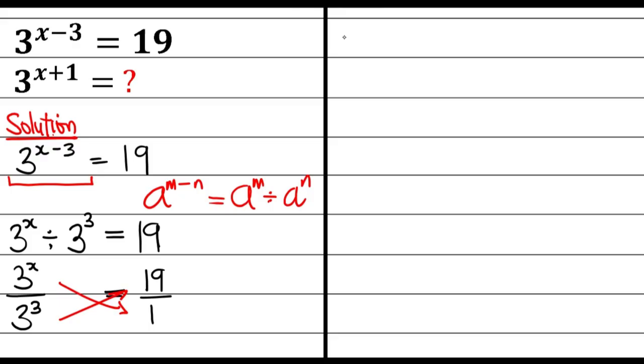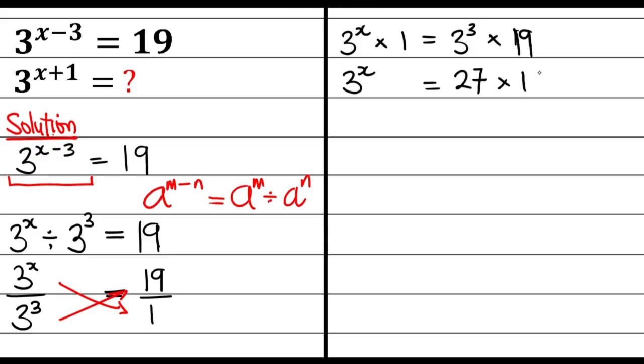This results in 3 raised to the power of x multiplied by 1 equals 3 raised to the power of 3 multiplied by 19. So 3 raised to the power of x multiplied by 1 gives me 3 raised to the power of x, equals 3 raised to the power of 3, which is 27, multiplied by 19. If I multiply 27 by 19, this gives me 513. That is what 3 raised to the power of x equals.